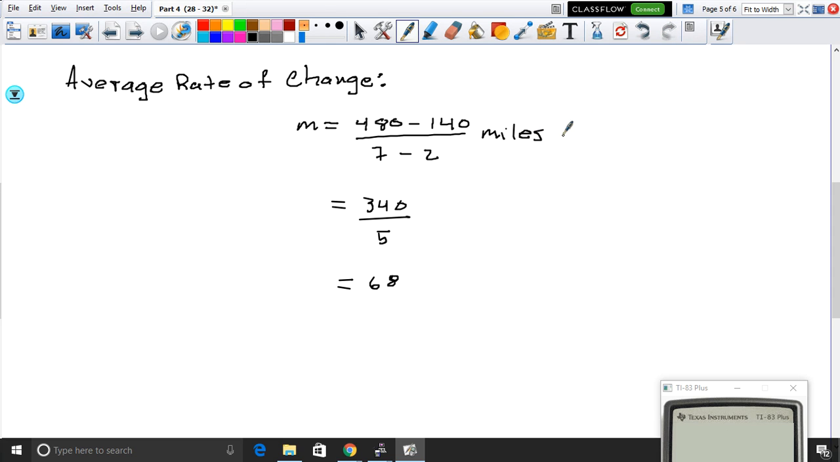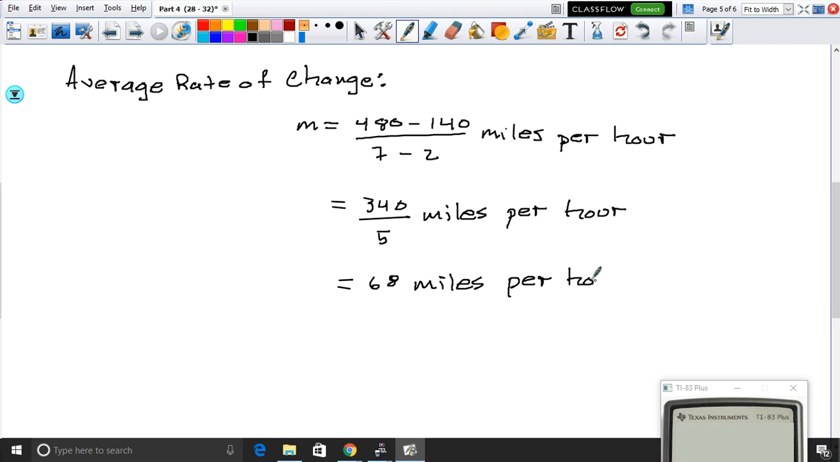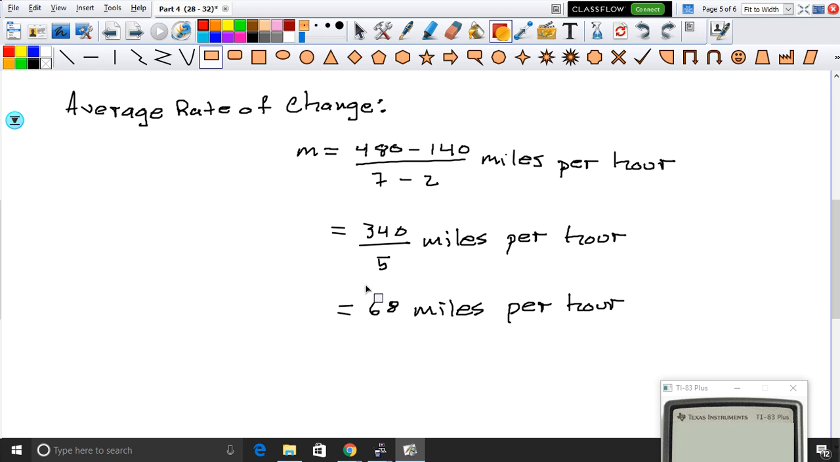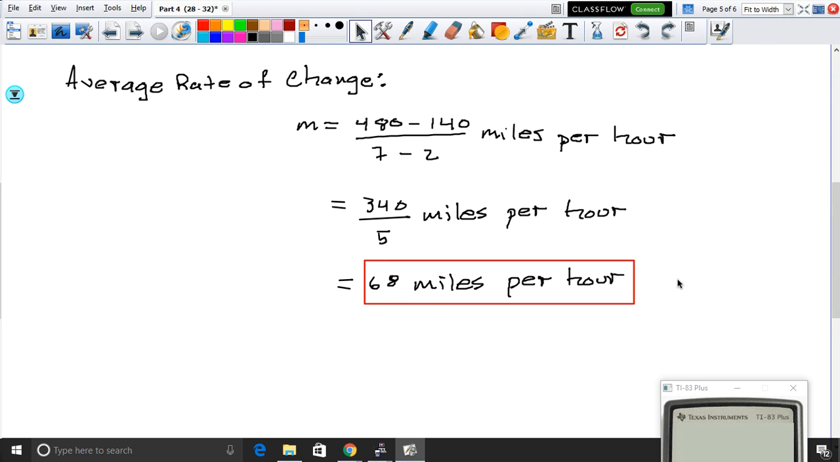I don't know why the pen is doing this. So miles per hour. Don't forget to include the units in your answer. So this is miles per hour. And this is miles per hour. So in here, our rate of change is 68 miles per hour. The rate of change between 2 hours and 7 hours.